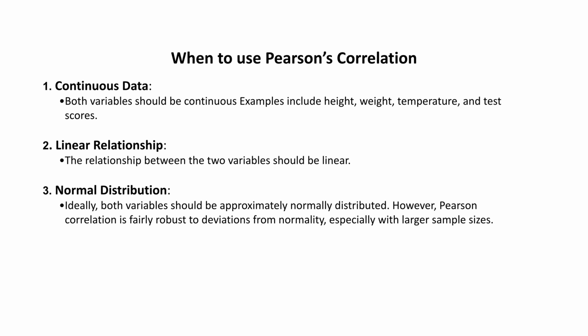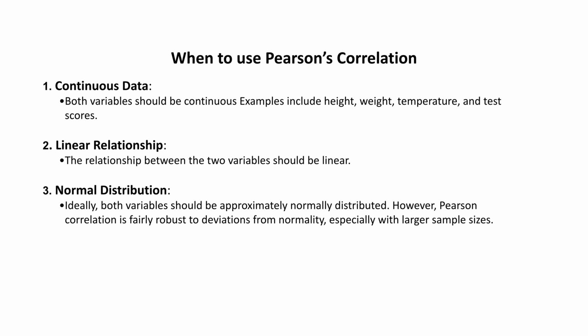Second, Pearson's correlation is designed to measure linear relationships. This means that as one variable increases, the other should either consistently increase or consistently decrease, and this pattern should form a straight line when graphed. If the relationship is curved, fluctuating, or nonlinear, Pearson's correlation might not give you an accurate picture. It's important to check that the data shows a clear straight line trend before applying this method.